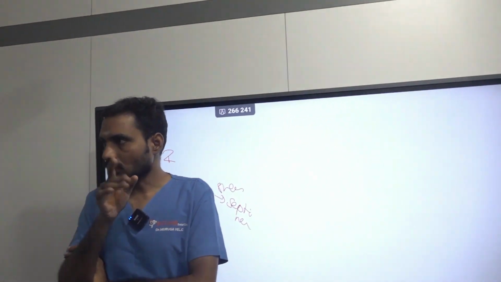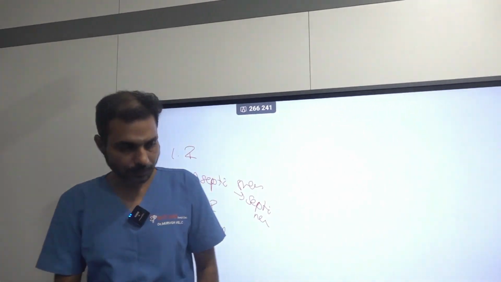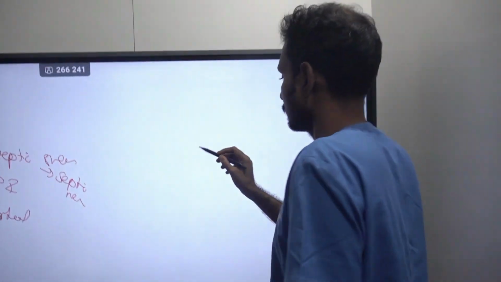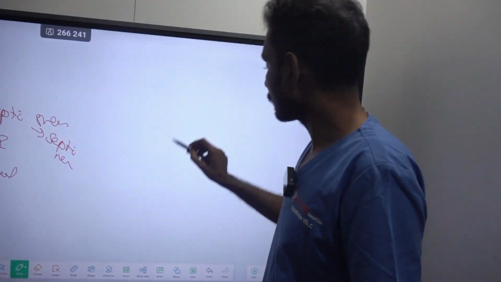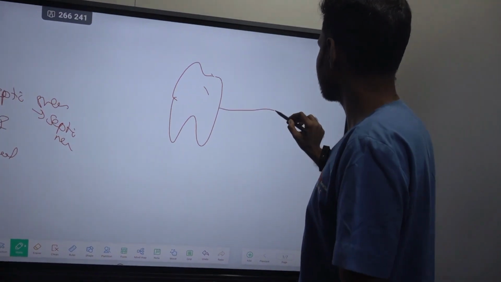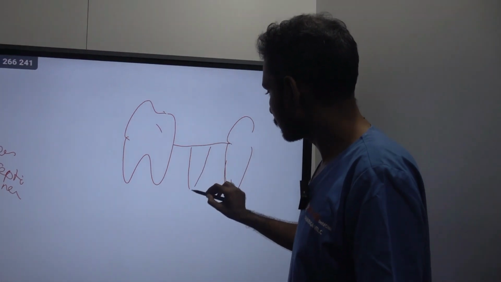Okay, then I was thinking what went wrong. Then I thought, this is also one factor. This is 7, this is 6, okay, this is 5. They placed one implant, right?